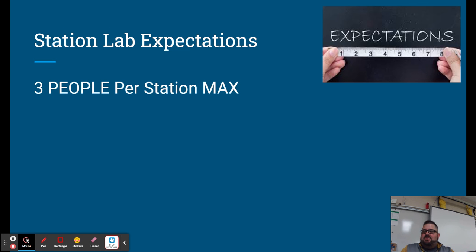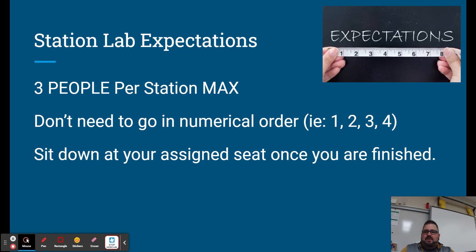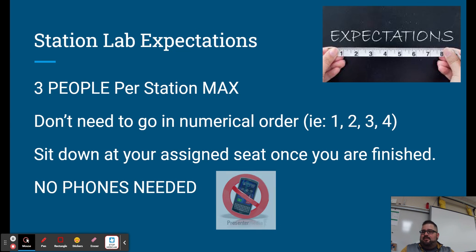Some expectations: we shouldn't have more than 3 people at a station. You don't need to go in order. When you're done, sit at your assigned seat, and there's no need for technology at the stations.